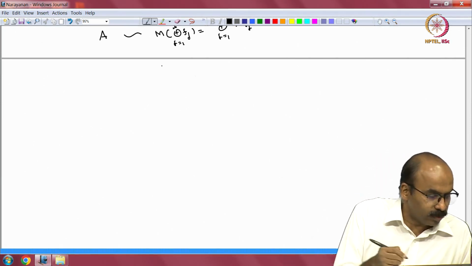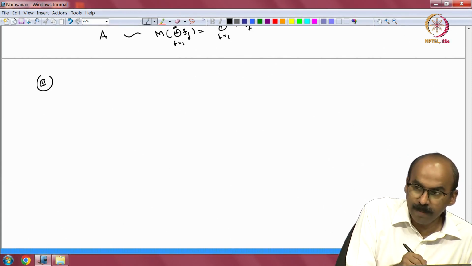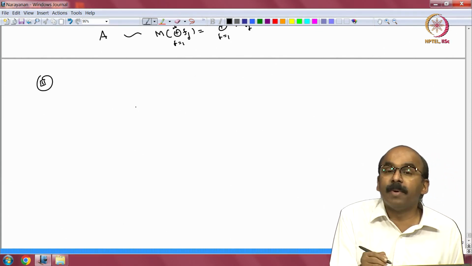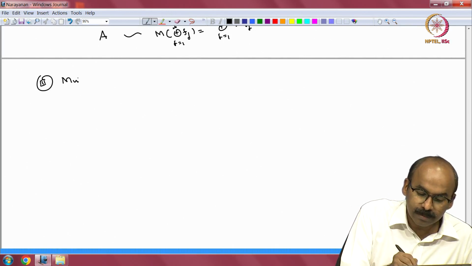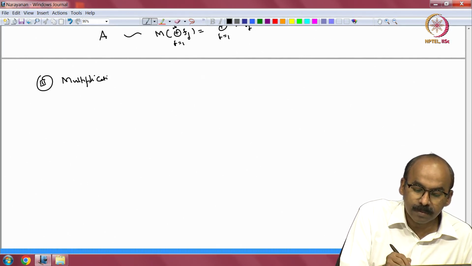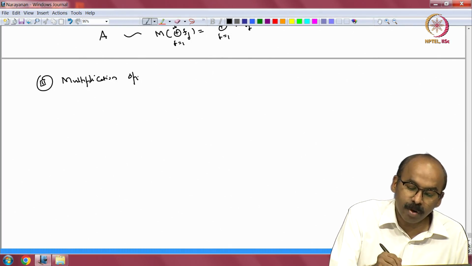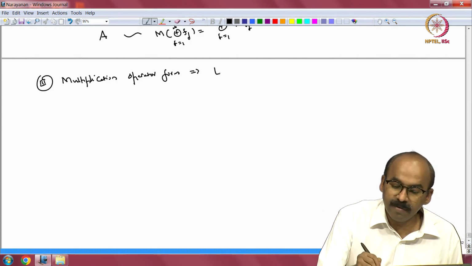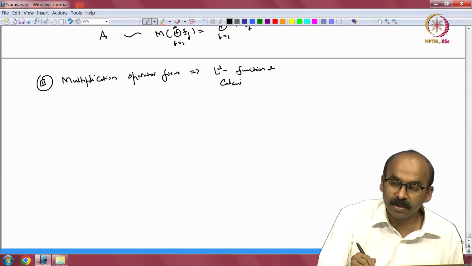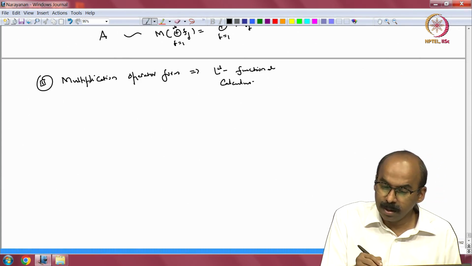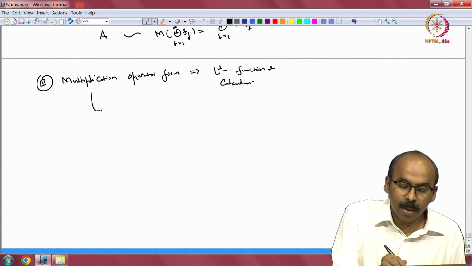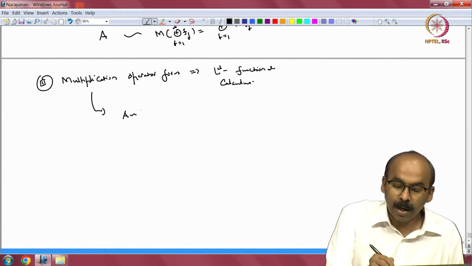Okay. So, the next one is 3. Multiplication operator form implies the L infinity functional calculus, that is actually more or less trivial. Well, how does that follow? So, multiplication operator form means what? A can be realized as multiplication operator, right.